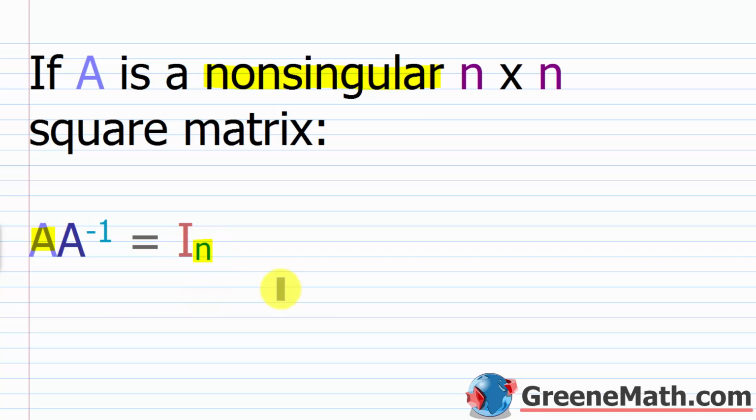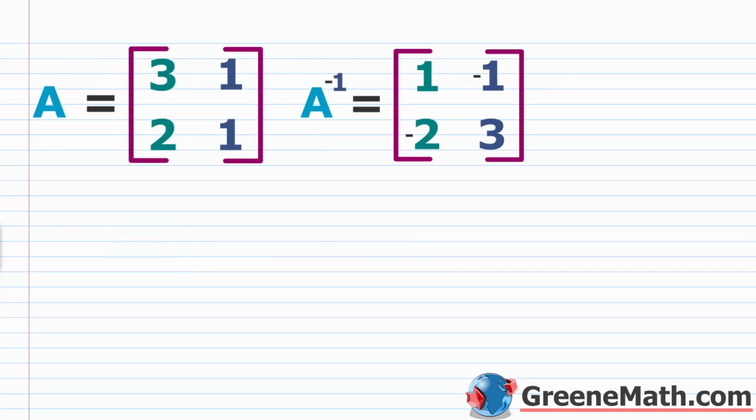Again, I just put that in there to say it's n by n. So if A was a 2 by 2, the inverse of A would be a 2 by 2, and then this identity matrix would be a 2 by 2. Let's show an example of this real quick. I'm giving you A, and I'm giving you A inverse. What we're saying is that if you multiply A by its inverse, you're going to get the identity matrix. In this case, you would get an I sub 2 because it would be a 2 by 2.